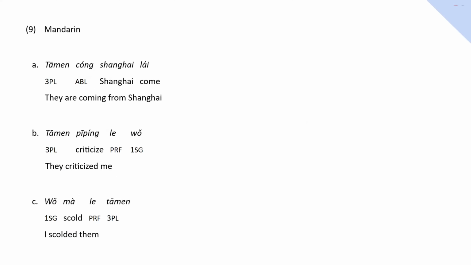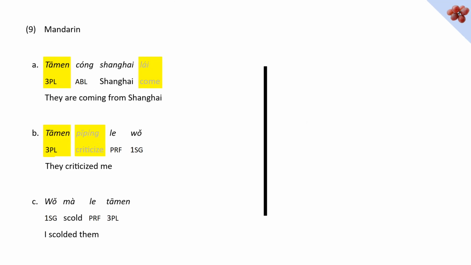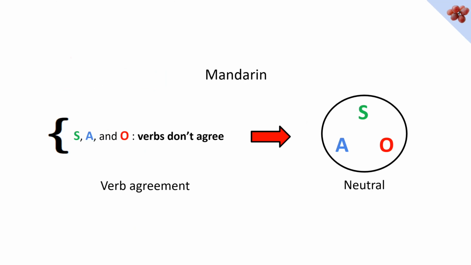Consider the Mandarin data in 9. They are coming from Shanghai, they criticized me, and I scolded them. In 9a, we can observe that the verb doesn't take any inflections to agree with its third person plural S argument. Likewise, we can see that the verb in b isn't inflected to agree with its A argument, and that the verb in c isn't inflected to agree with its O argument. Thus, in Mandarin, S, A, and O arguments all behave similarly with respect to verb agreement. None of them force the verb to take agreement inflections. Accordingly, we could say that in Mandarin, verb agreement follows a neutral pattern.